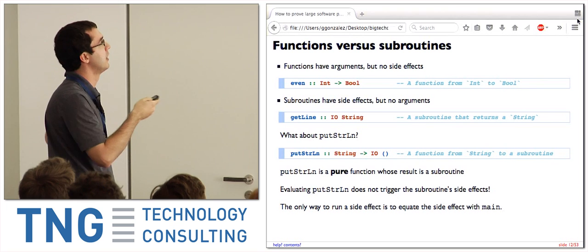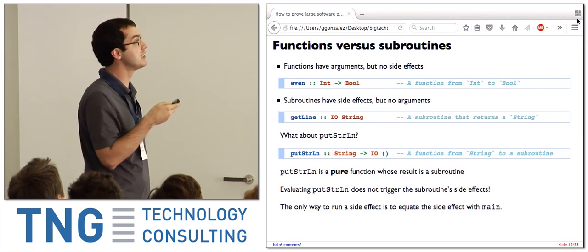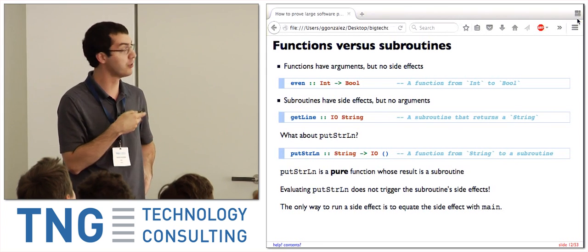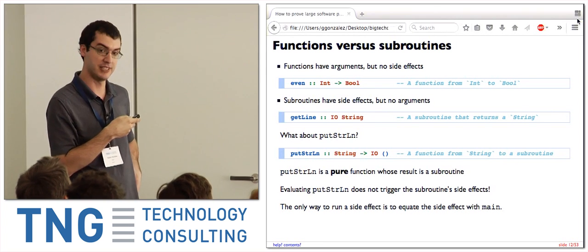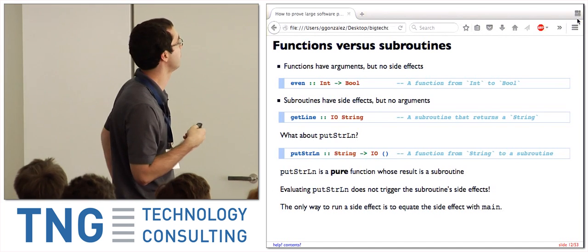PutStringLine is sort of a mixture of the two. It's a function that takes a string as an argument, and then it gives us back a subroutine. And if we were to equate that subroutine with main, it would then print the string. Evaluating PutStringLine alone is not going to print the string.